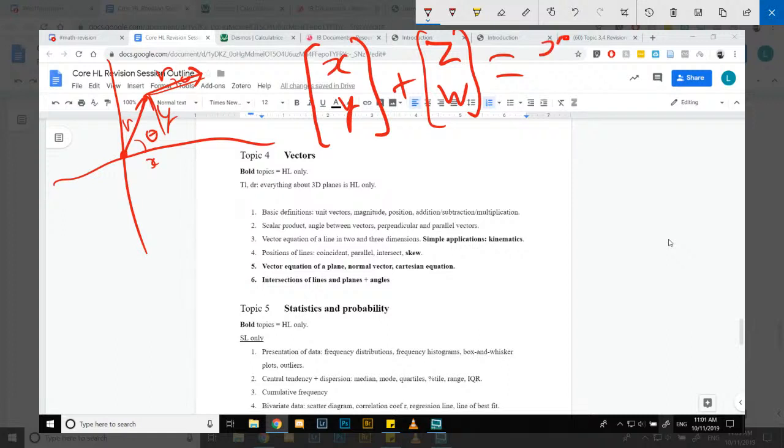You just literally add them, and you get x plus z over y plus w. This is y plus w. And that's what the vector looks like, and it's super easy, super simple. And now we're clear with this.